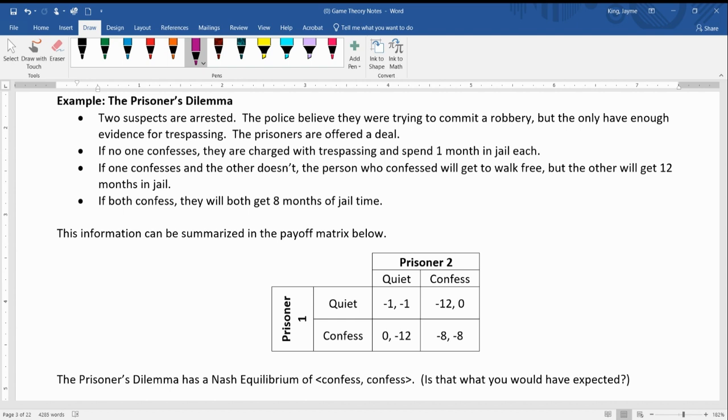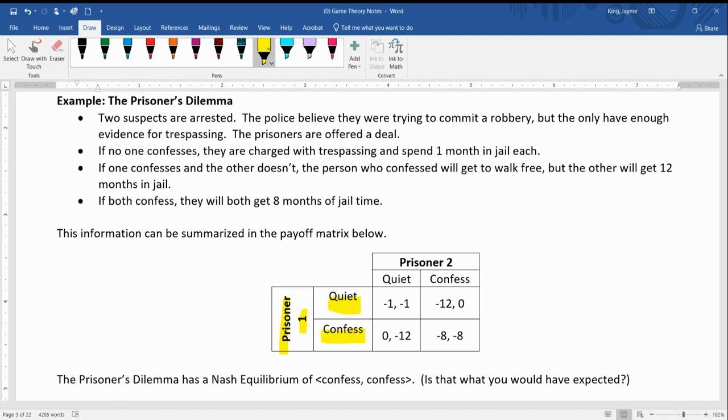All right, so we've got this little table down the bottom that summarizes this. On the left side we've got player one, so prisoner one. Generally speaking, when we talk about game theory, just to make things a little easier to talk about, we usually use male pronouns for player one and female pronouns for player two. So you'll see that as we go through this. Prisoner one has two different options. They can either choose to keep quiet or they can choose to confess.